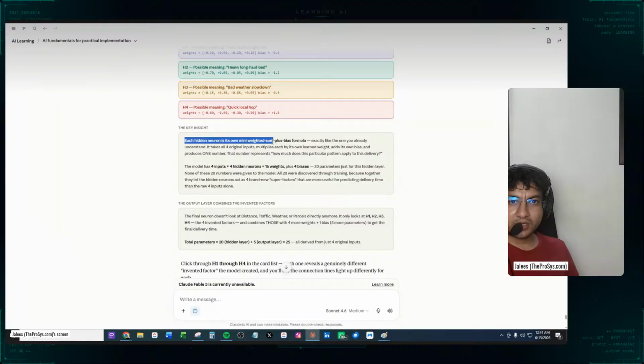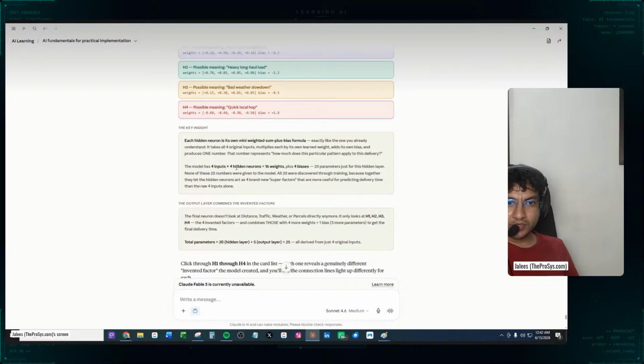Each hidden layer neuron is its own mini weights-plus-bias formula, exactly like the one you already understand. It takes all four original inputs, multiplies each by its own learned weight, adds its own bias, and produces one number. That number represents how much this particular pattern applies to this delivery.